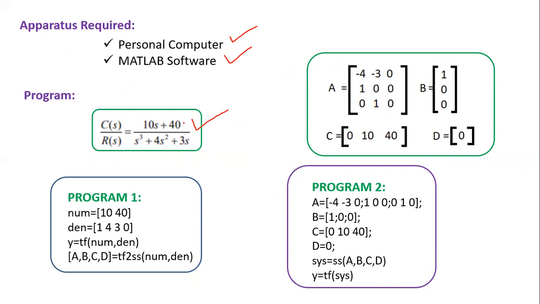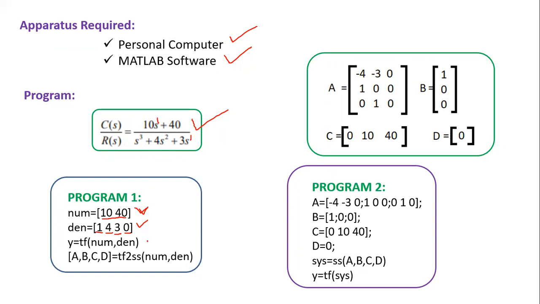So here the transfer function has a numerator and denominator. We are representing the numerator and denominator coefficients. First, coming to the numerator, the highest power is S power 1. So the S power 1 coefficient is 10. And next the S power 0 coefficient is 40. So this is the numerator. And coming to the denominator, the highest power is S cube, with coefficient 1. And next S square coefficient 4. And then S power 1 coefficient 3. S power 0 coefficient 0. So this is the numerator and denominator.